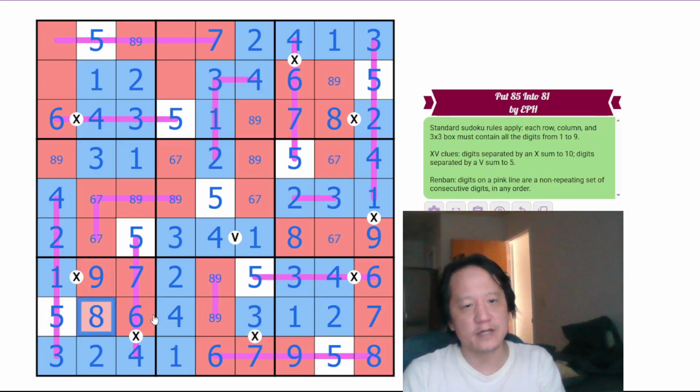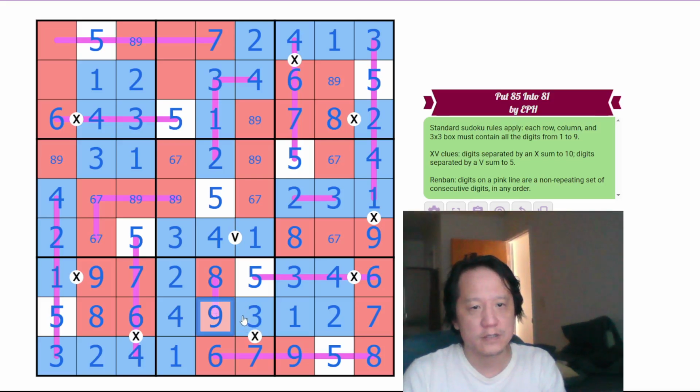9 eliminates 9 there, so it's 8. 9 eliminates 9 there, so it's 8 and 9. 7 eliminates 7 there, so that's 6. Which eliminates 6 there, so it's 7. 7 eliminates 6, 7 there, so it's 6. 6 eliminates 6 there, so it's 7 and 6.